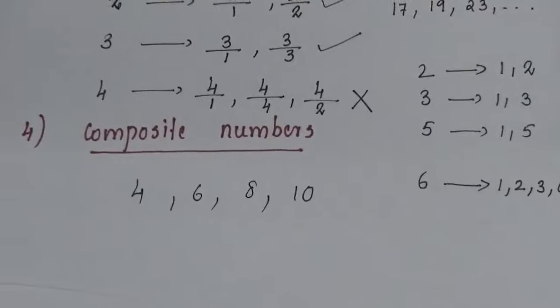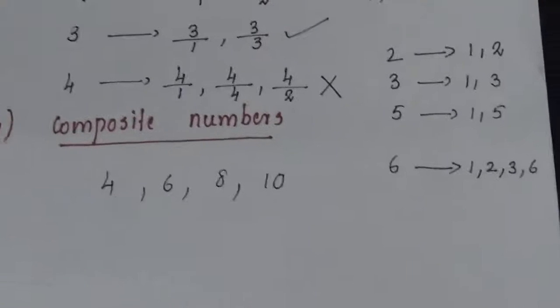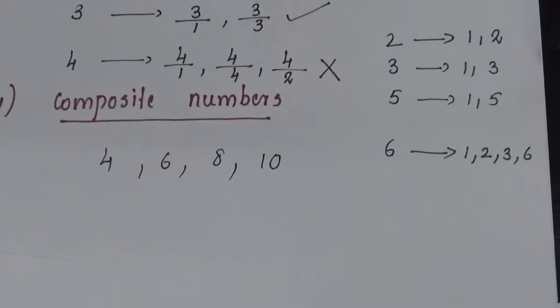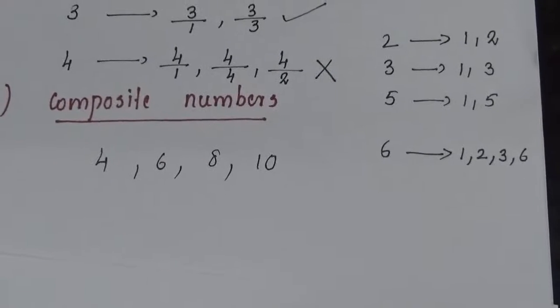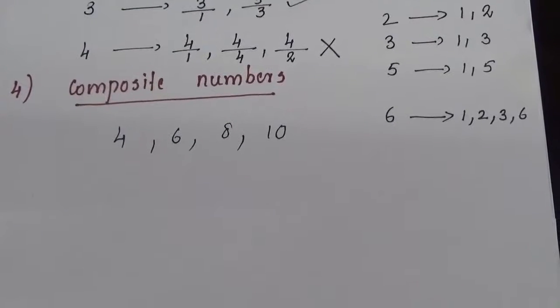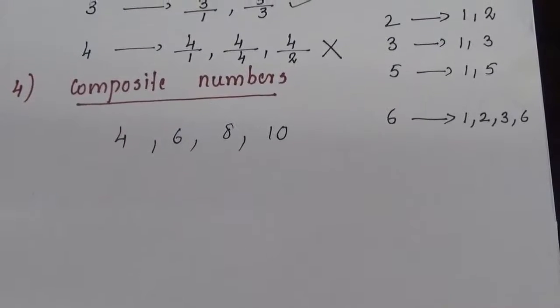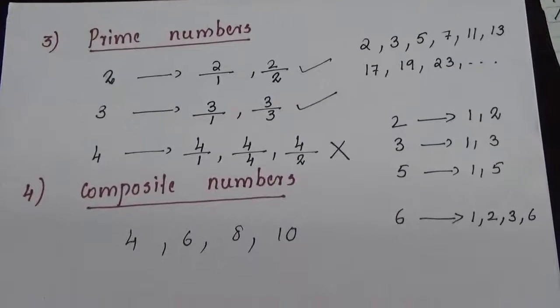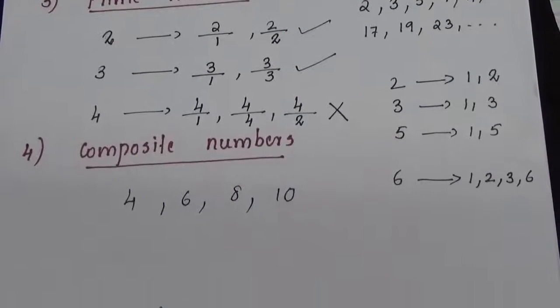And we can say that one is neither prime nor composite. One is neither a prime nor a composite number. So far we have discussed the natural numbers and classification of natural numbers: odd numbers, even numbers, prime numbers and composite numbers. Now let's go to the next set of numbers, that is whole numbers.